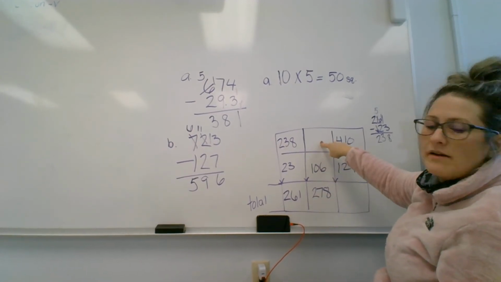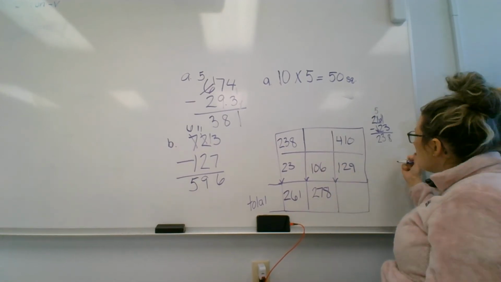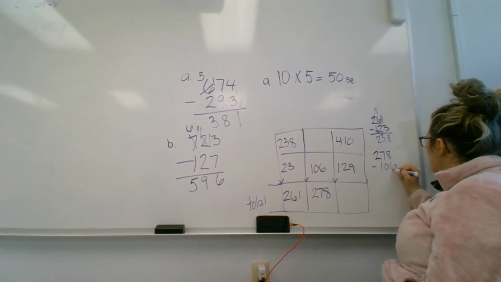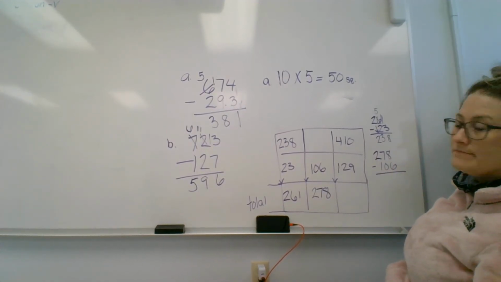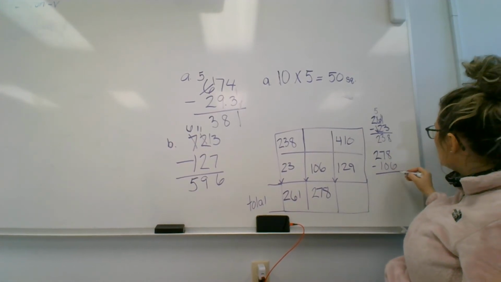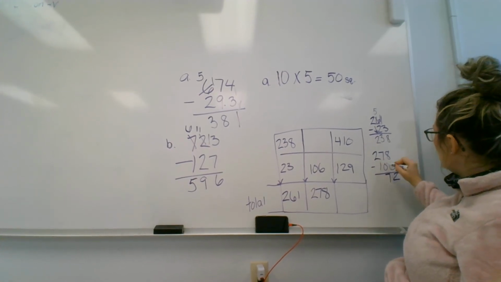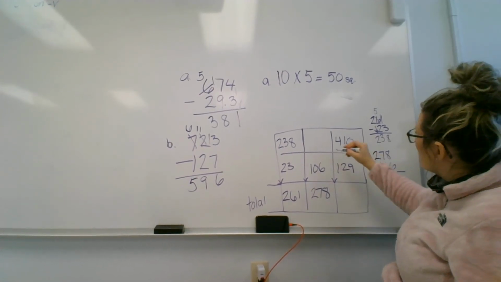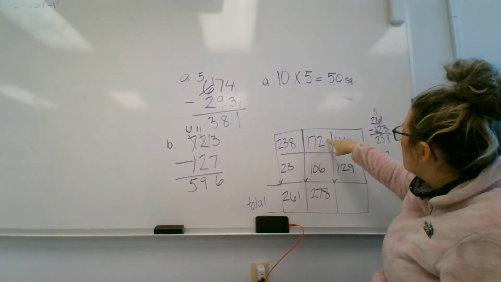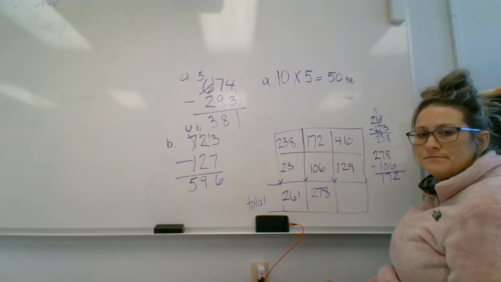All right, same thing here. I'm missing a small number, so I'm going to have to work backwards and subtract. Next problem, 278 minus 106. Do I have to borrow here? No, because this number is smaller than this number. All right, 8 minus 6 is 2. 7 minus 0 is 7. 2 minus 1 is 1. 172. So in my chart, I have 172 plus 106 is 278.